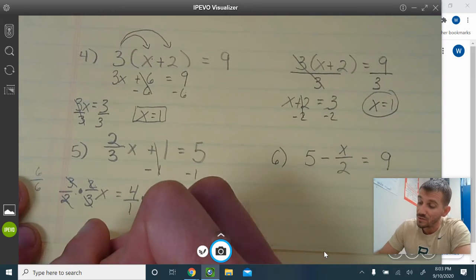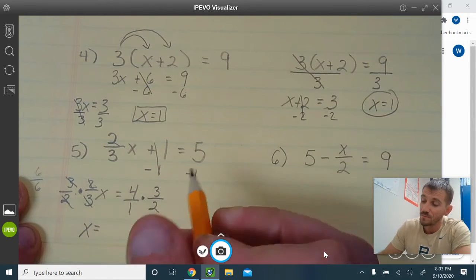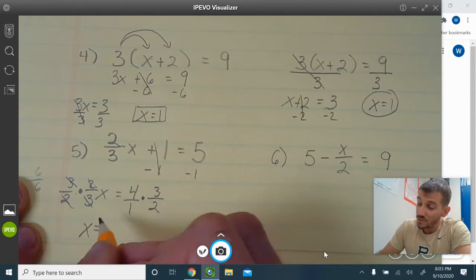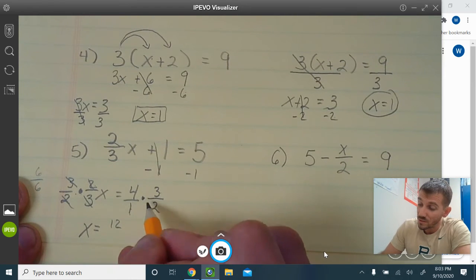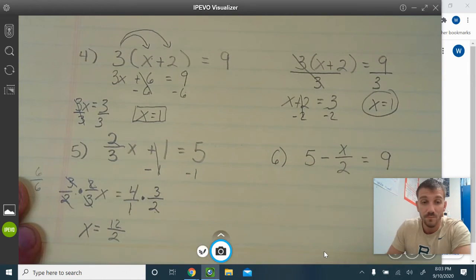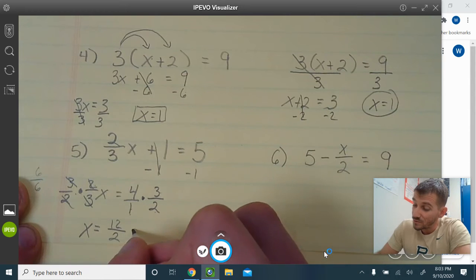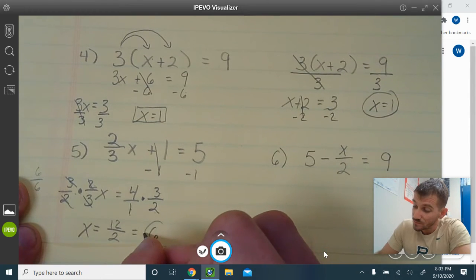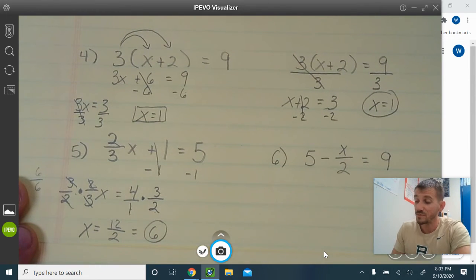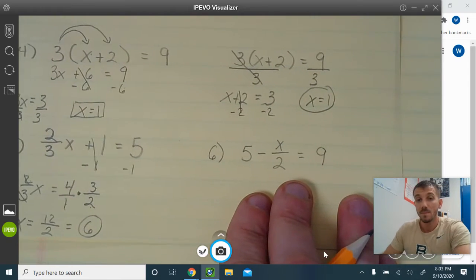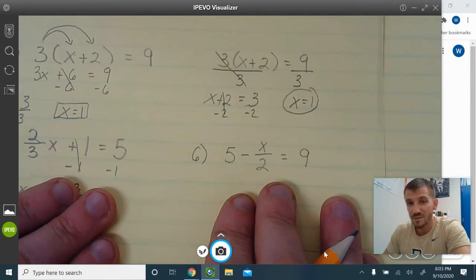And you're left with just x equals 4 times 3 is 12, 1 times 2 is 2, and 12 divided by 2 is 6. There's your answer. Okay, moving on to number 6.